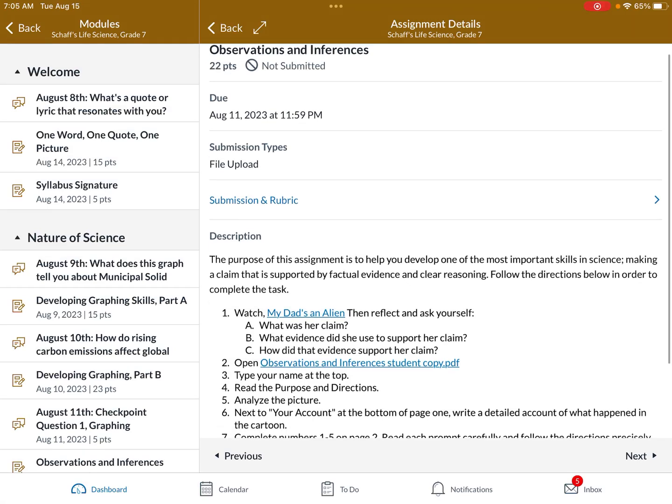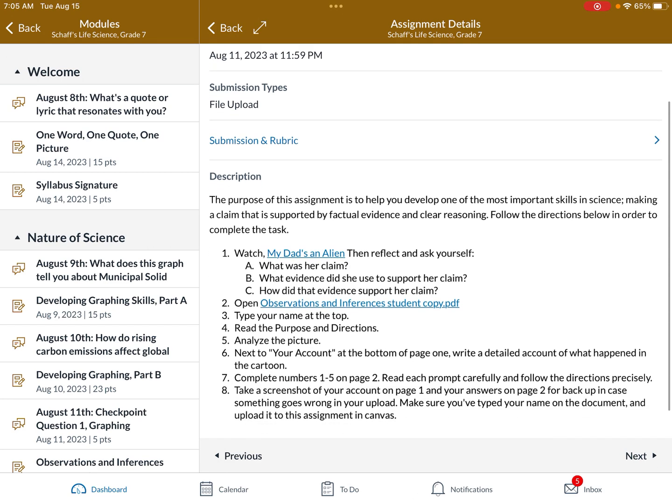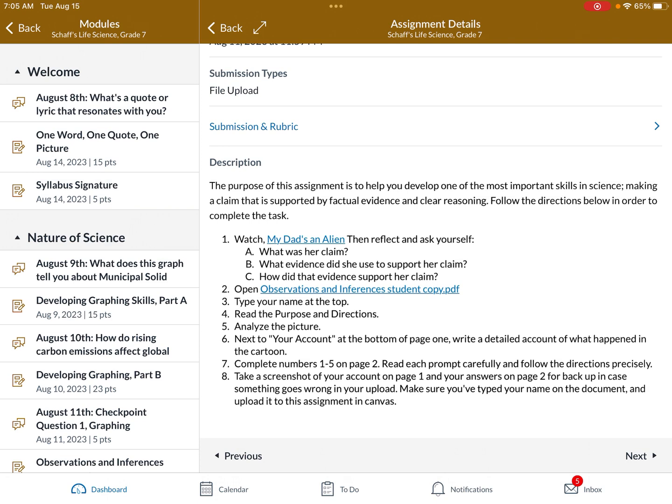Good morning, team. Today we're going to be checking over your observations and inferences. Hopefully you've already watched the My Dad's an Alien little video. It was really funny. The little girl makes a claim that her dad's an alien and supports it with all kinds of evidence. She did leave out her reasoning though, so remember that reasoning is, why do you think your evidence supports your claim? So reasoning is the answer to this question. Why do you think your evidence supports your claim?